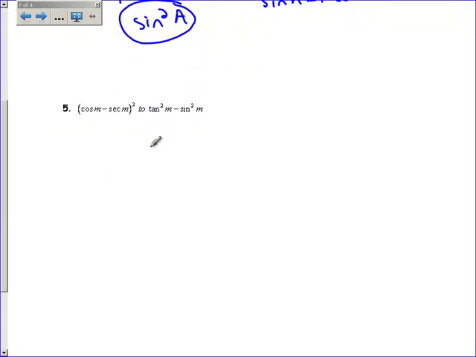Let's do another one. We need to transform this side to that side. And here I've got, again, algebra to do. So I'm going to square this. And of course, we all know that this isn't just cosine squared minus secant squared. We have to FOIL this out. This means cosine m minus secant m times cosine m minus secant m.